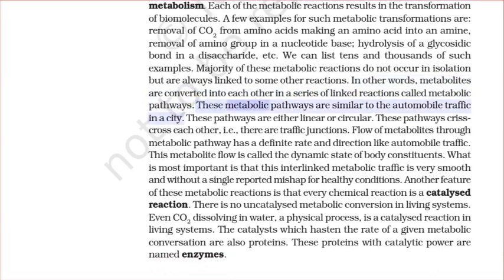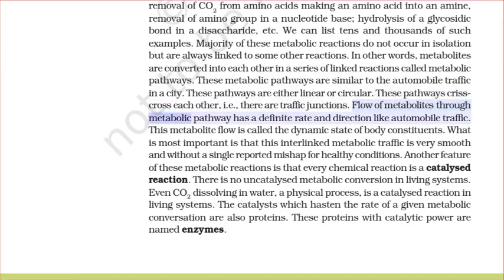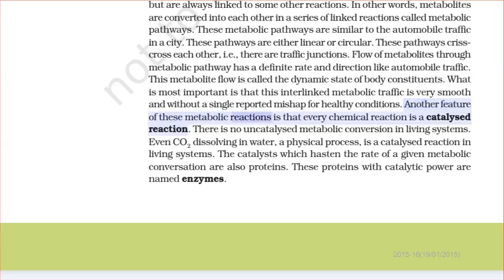These metabolic pathways are similar to the automobile traffic in a city. These pathways are either linear or circular. These pathways crisscross each other, i.e., there are traffic junctions. Flow of metabolites through a metabolic pathway has a definite rate and direction like automobile traffic. This metabolite flow is called the dynamic state of body constituents. What is most important is that this interlinked metabolic traffic is very smooth and without a single reported mishap for healthy conditions. Another feature of these metabolic reactions is that every chemical reaction is a catalyzed reaction.